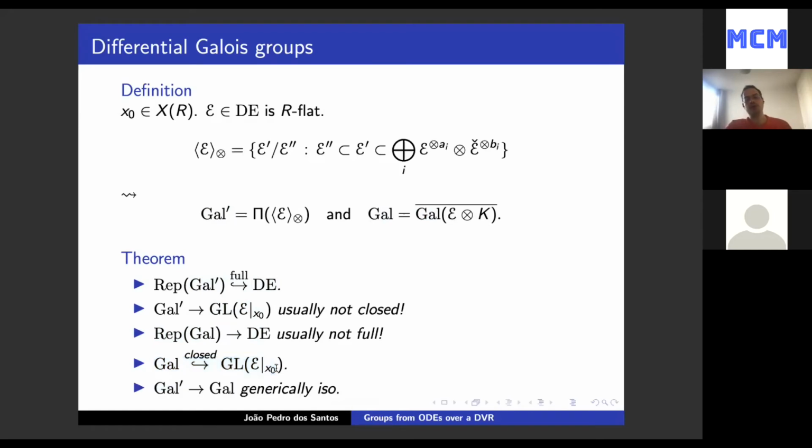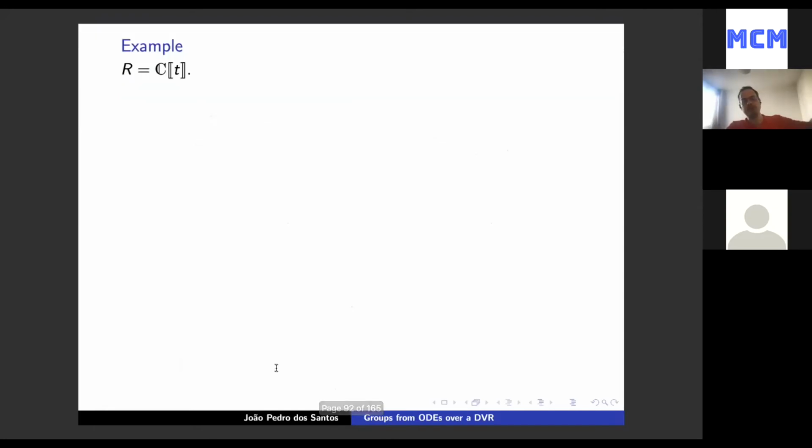And the two are generically isomorphic. So I have two different group schemes which are doing something in this theory. One of them would be very big, the other one would be reasonably small, and the two have isomorphic generic fibers. So, an example: I take this differential equation, a very simple one, and we learned this from Yves André.